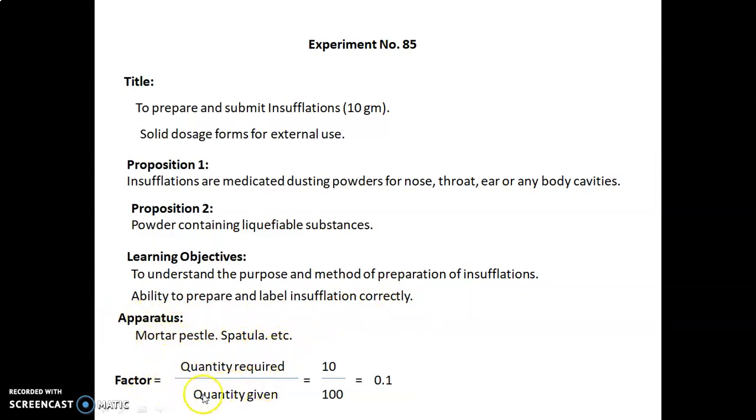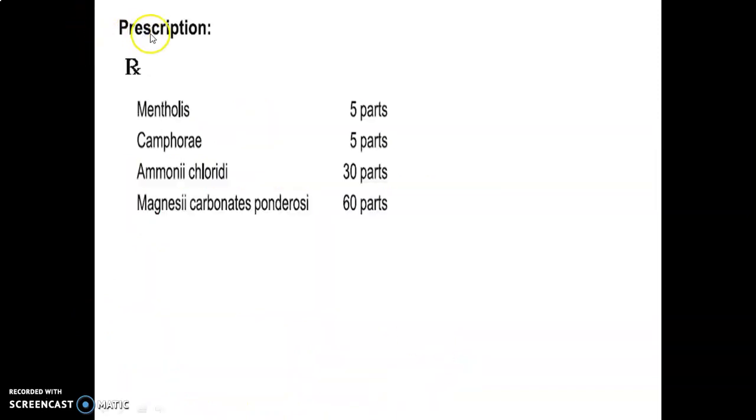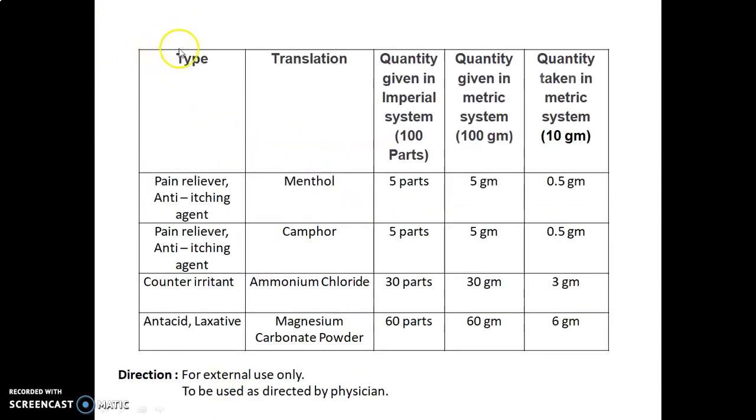Factor is calculated as quantity required upon quantity given, which is equal to 10 upon 100, that is equal to 0.1. Prescription, which is denoted by the symbol Rx. Here the prescription is given in Latin terminology. So let's discuss in detail the formulation table: type means category, use or role of ingredient, translation means the name of ingredient, quantity given in the imperial system for preparing 100 parts, quantity given in the metric system to prepare 100 gram, and quantity taken in the metric system to prepare 10 grams.